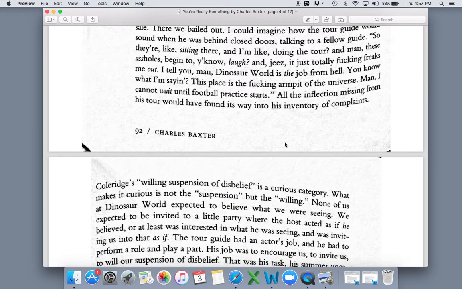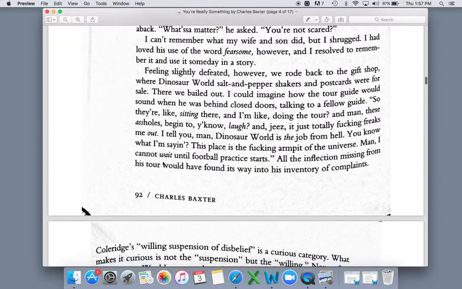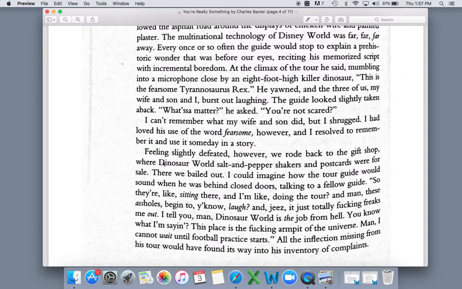Up until the end of this paragraph and the beginning of this one on the next page, it's all this long story, what we call anecdote, of a day at Dinosaur World, where he encounters a problem with the speaker of this ride operator and how he speaks. That is a way to introduce a problem about inflection in general and how it relates to fiction.